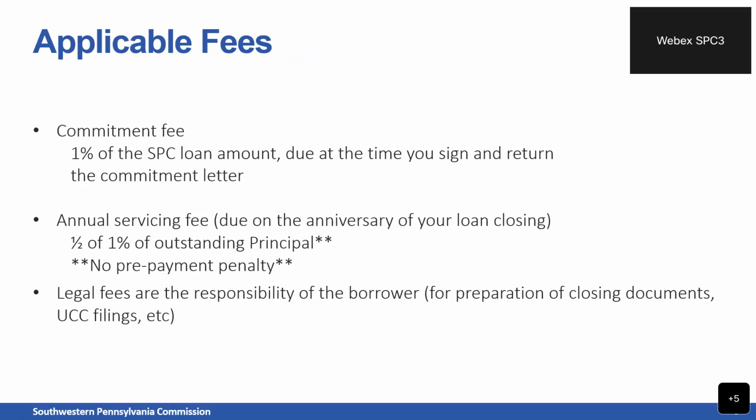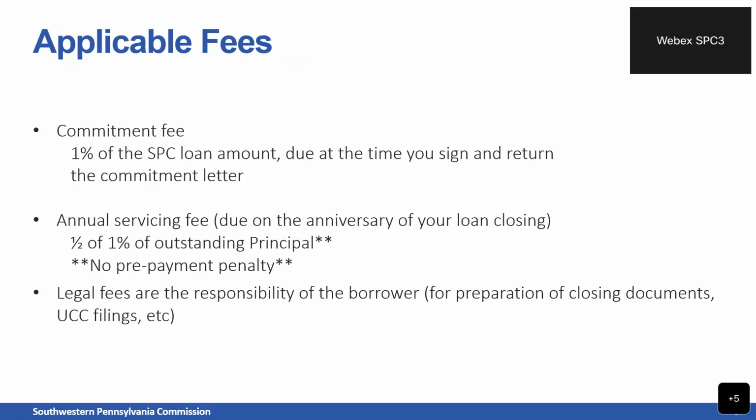So if you think about it, as you pay your loan down, that annual servicing fee will go down. And once you get your outstanding principal balance down below $50,000, that annual servicing fee becomes a $250 flat fee, that is due on the anniversary of your closing every year until you pay the loan off. We also have no prepayment penalty. So if you have a couple of good quarters, or a good 3 or 4 quarters, maybe a good year, and you want to pay that loan to get it off your books, please feel free to reach out to us. We can get you a payoff figure and you can pay that loan off for us.